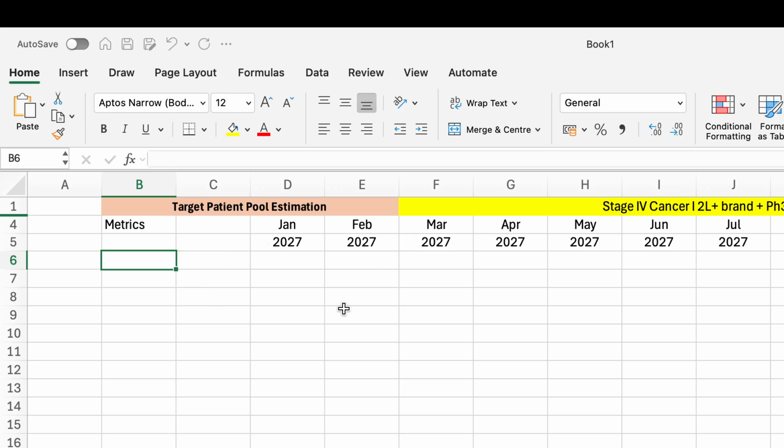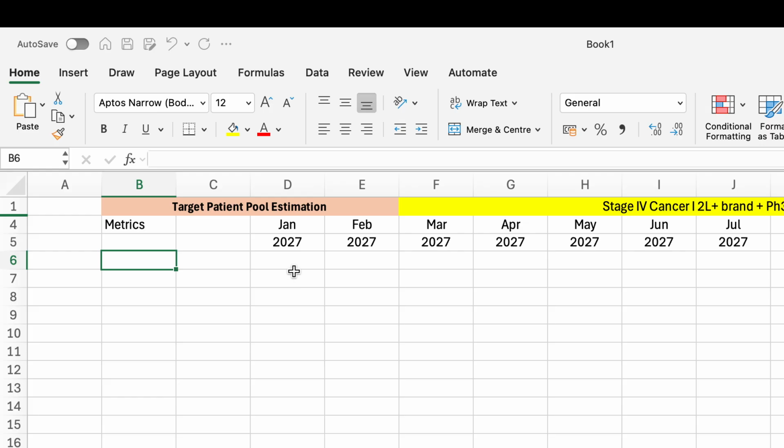So I have a scenario. Let's say there's a client and they want you to forecast their oncology drug. It could be any and it is specially for stage 4 cancer. And the client's asset is for 12 plus indication, and they are expecting that they would release the efficacy and safety data in ASCO, which is the upcoming American Society of Cancer Oncology conference.